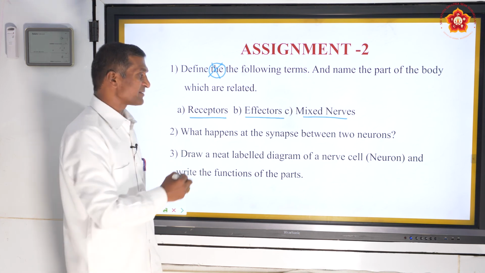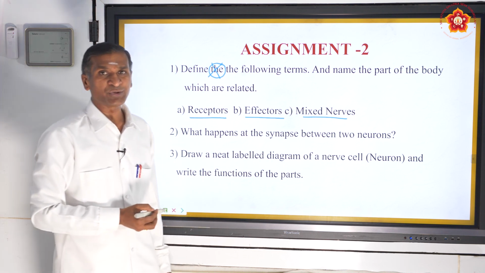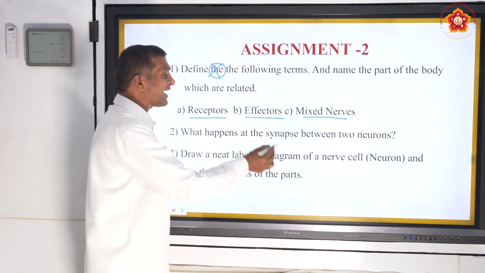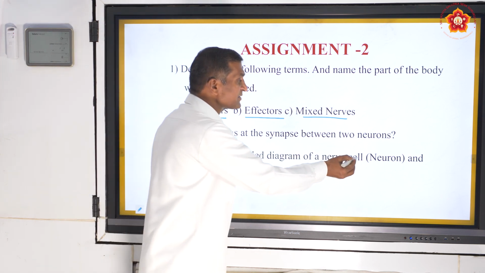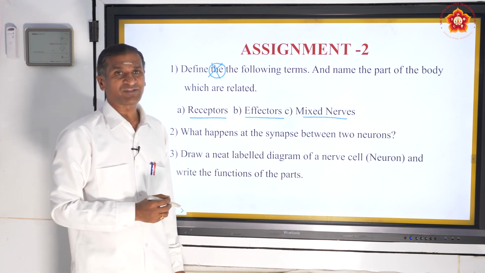What happens at the synapse between two neurons? Draw a neat labeled diagram of a nerve cell or a neuron and write the functions of the parts.